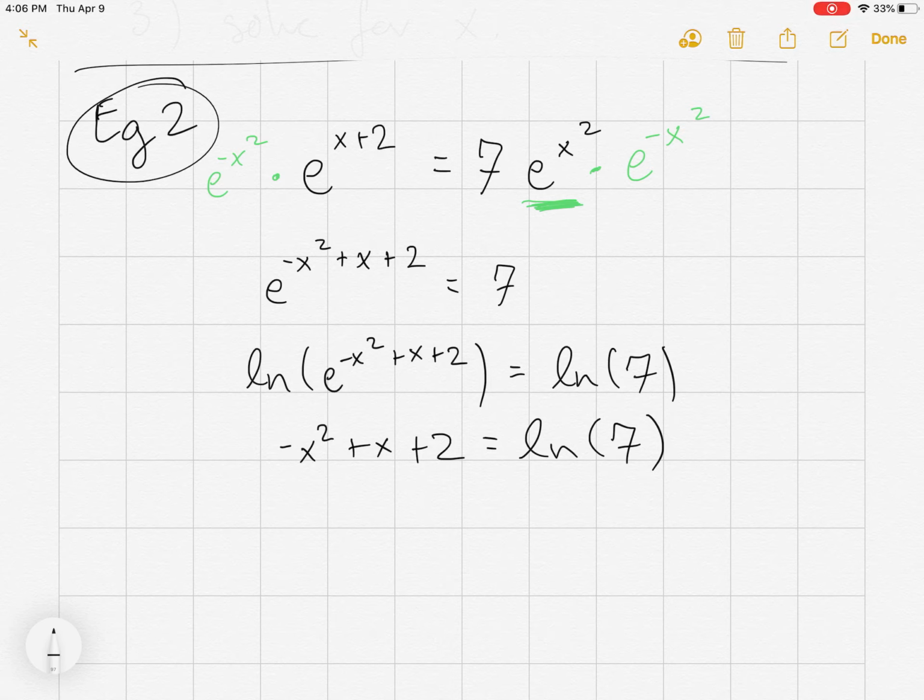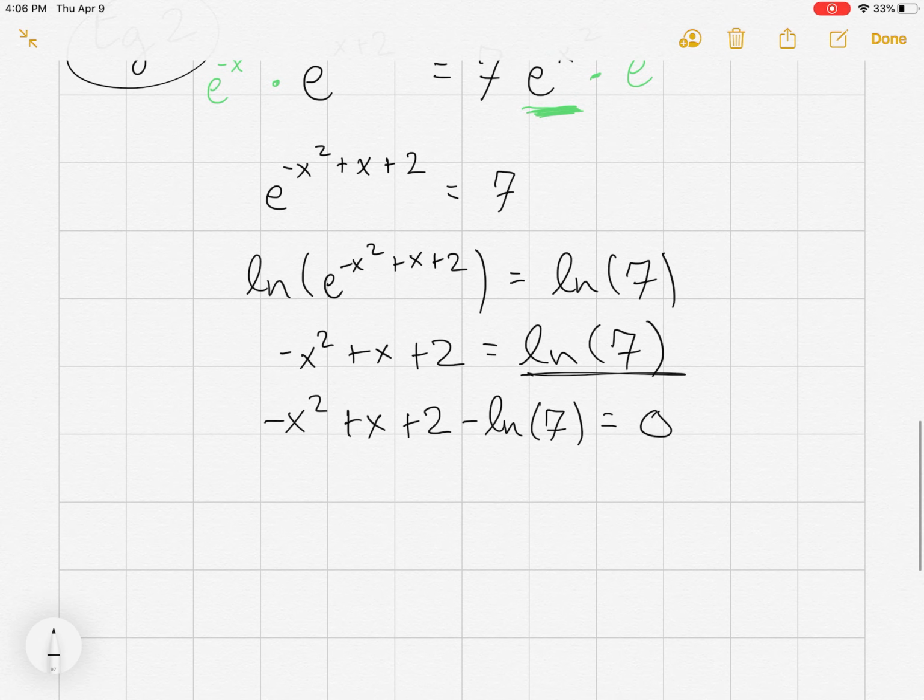And so we're almost to a place where we can start solving for our x values, but first we're just going to move this natural log of 7 over to the other side. So we're going to get negative x squared plus x plus 2 minus the natural log of 7, and that's going to be equal to 0. So what we have here is a quadratic that we've set equal to 0, and so we can figure out what our values of x that satisfy this are by using the quadratic formula.